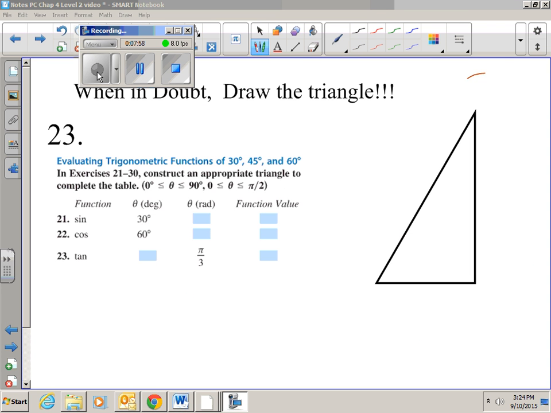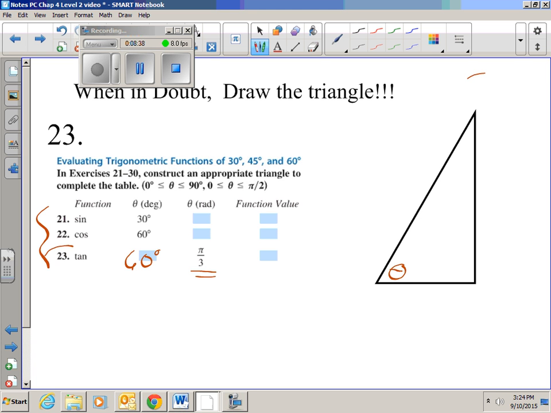Okay, so looking at problem number 23, we are going to, first of all, draw a triangle. When in doubt, draw the triangle. We are going to use our 30-60-90 right triangles, and we'll just do tangent here. We can probably do all these real quick. But looking at this tangent, I know that my theta is equal to pi over 3. I just kind of know that that's 60 degrees, because 180 divided by 3 is 60.